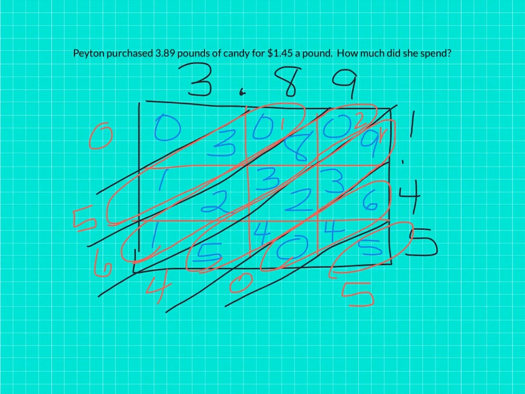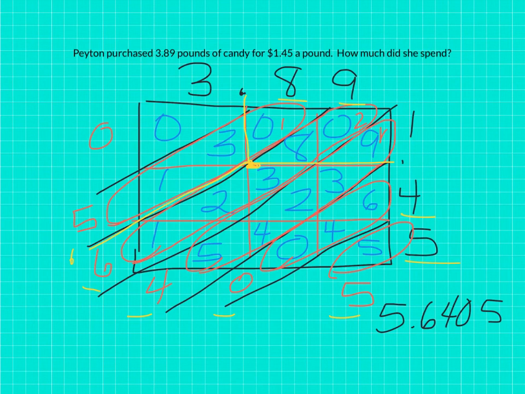So now I have 1, 2, 3, 4 numbers behind the decimal. So this decimal is going to come down to here. This one's going to come out to play here. They're going to slide down this slide. Here's my 1, 2, 3, 4 numbers behind the decimal. So the answer is going to be 5 and 6,405 ten-thousandths. And I'm not sure that's correct. But it appears that it is.